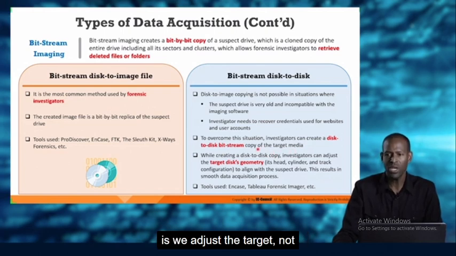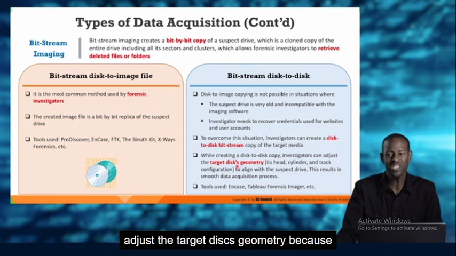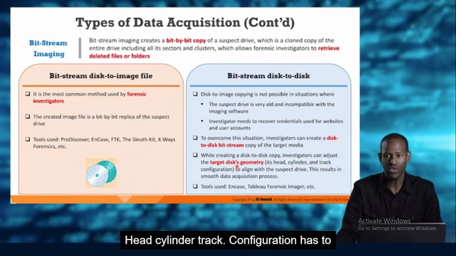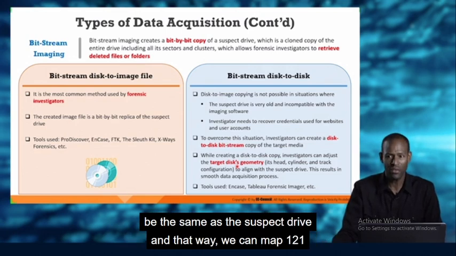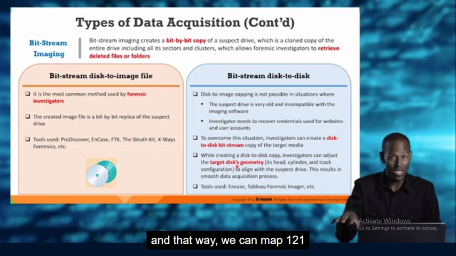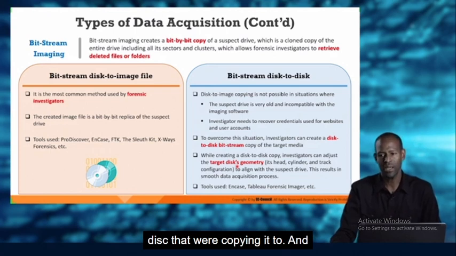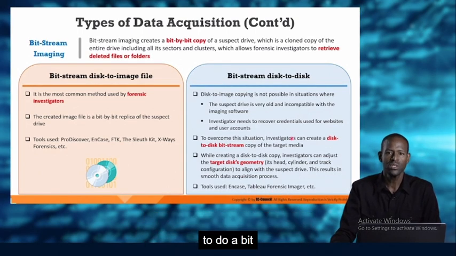And what we do is we adjust the target, not the source, because we don't want to touch that source. We adjust the target disk's geometry because everything has to match. Head, cylinder, track configuration has to be the same as the suspect drive. And that way we can map 1-to-1 from the suspect drive to the disk that we're copying it to. And so we can use Encase, Tableau, Forensic Imager, and others to do a bitstream disk to disk.